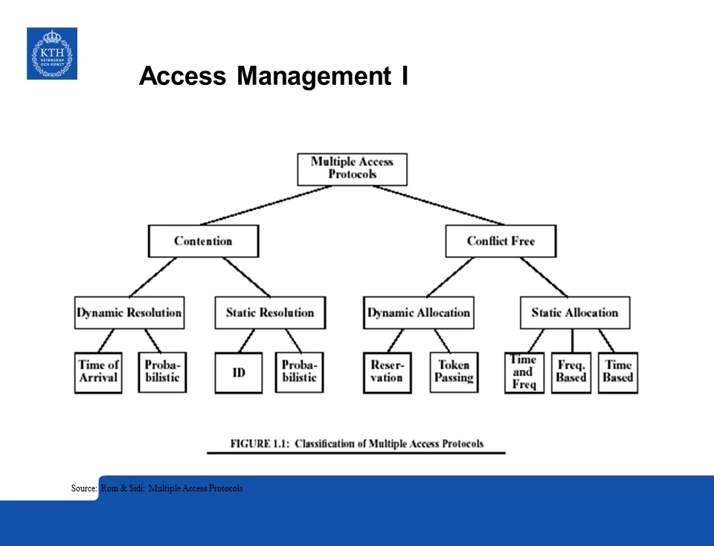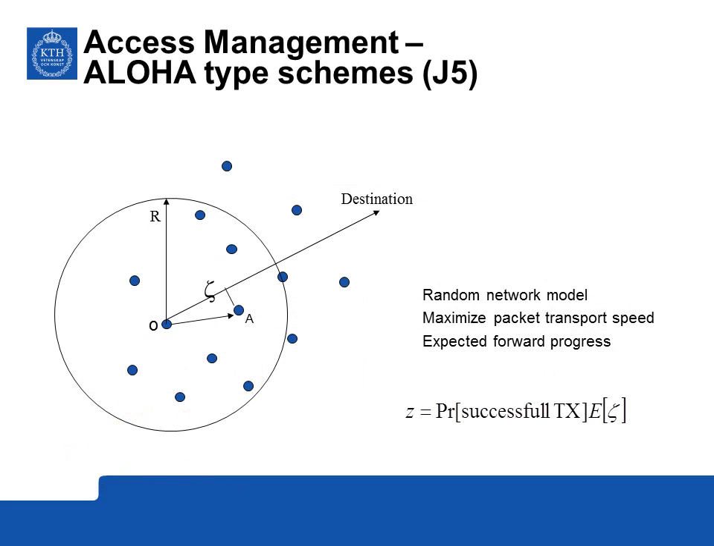So let's look at the access management problem, and as usual we go to our protocol classification, and let's start with the ALOHA protocols, or probabilistic dynamic resolution protocols, and see how they can be applied in a multi-hop setting. So let's look at a simple ALOHA type access scheme as we combine it with a routing algorithm.